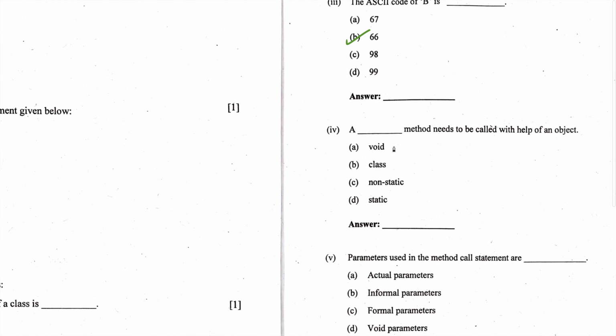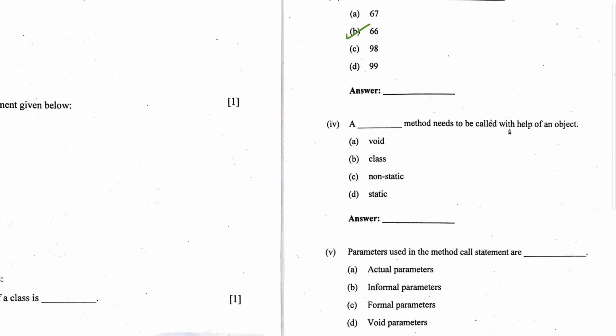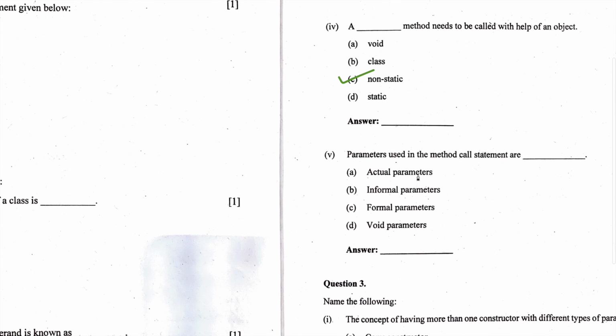Next is a dash method needs to be called with the help of an object. Non-static. For non-static methods, you have to create an object in order to call those methods. Static methods can be called using the name of the class. Parameters used in the method call are called actual parameters. Formal parameters are the ones that you find in the method signature. Actual parameters are the values you are passing when you are calling the method.